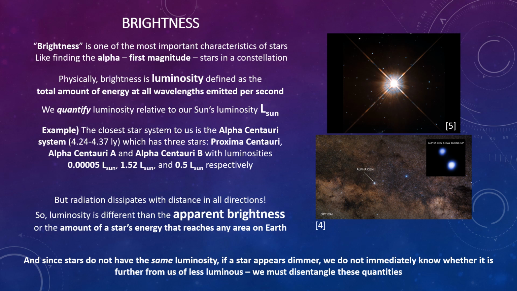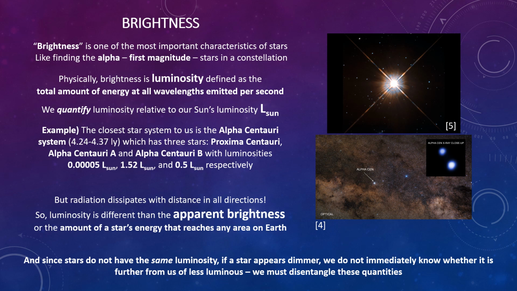So we need to talk about brightness and luminosity, because these are seemingly very similar things, but they are different, and we need to really understand their difference in astronomy. So, luminosity is defined as the total amount of energy emitted at all wavelengths per second. So, if we imagined a sphere around our star, that's how much energy that sphere would be receiving.